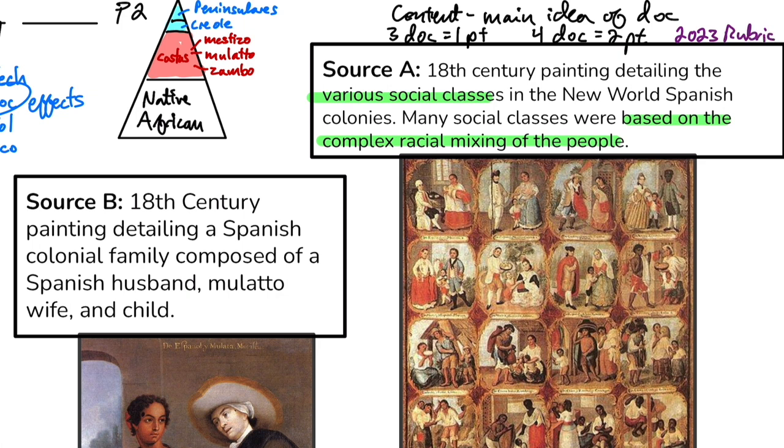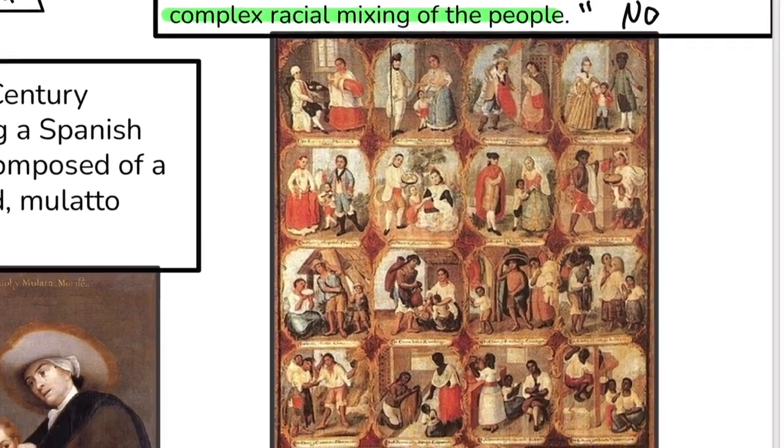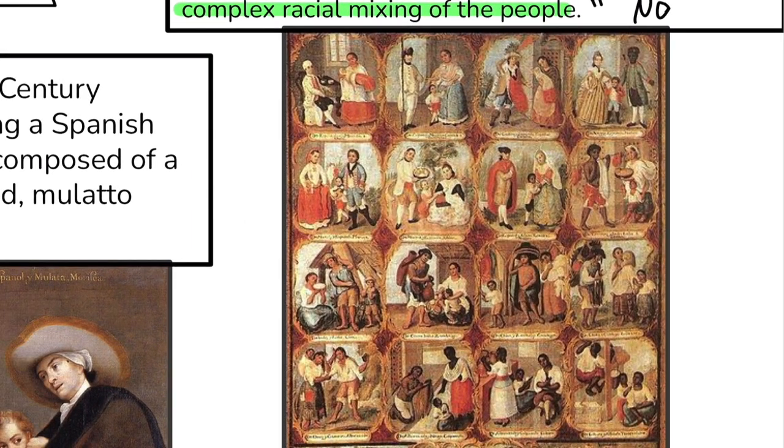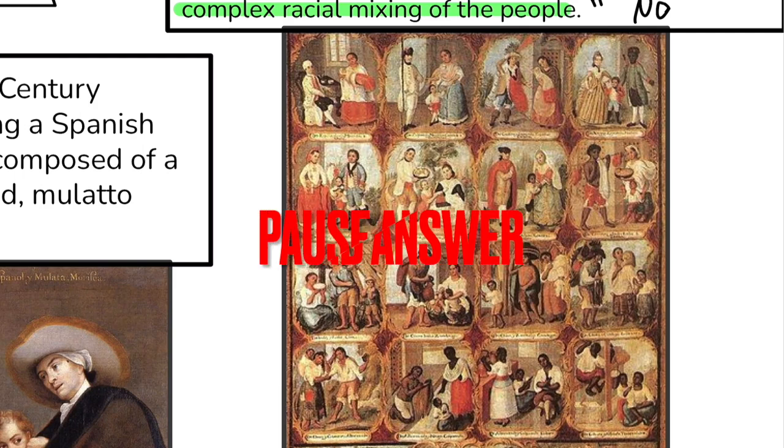So if your content statement was various social classes in the New World Spanish colonies existed because of complex racial mixing of the people, you're literally just taking words from the source and putting it on paper. That's not a summary of the document. Summarize this image in a sentence without using the source line. Tell me the main idea of this image in a sentence.